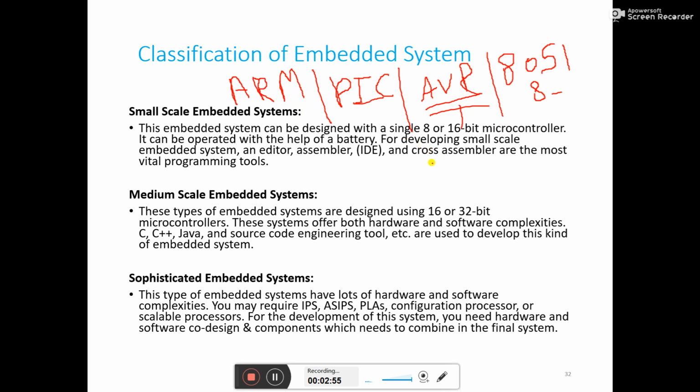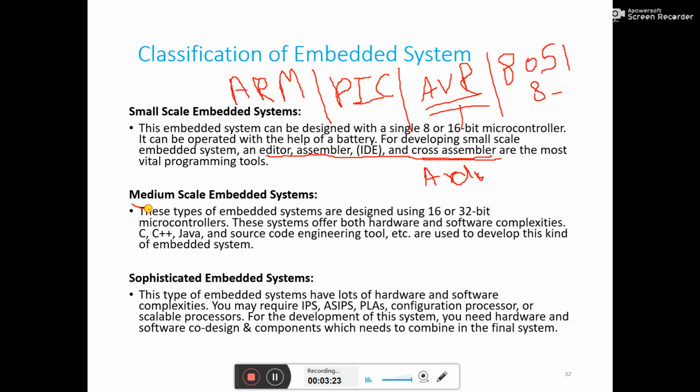For such cases we need an editor, an assembler, and a cross assembler for programming. For example, the Arduino IDE is a cross compiler. Most of you know about the Arduino, and it can be used as a cross assembler.